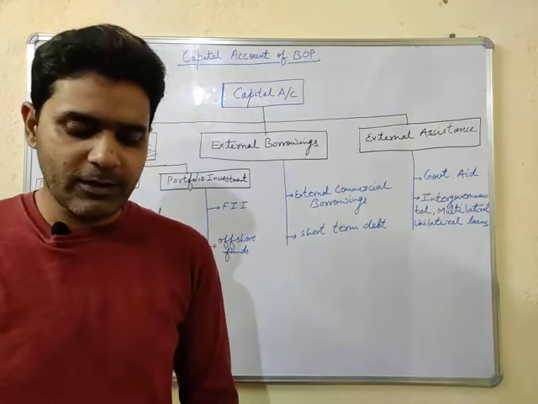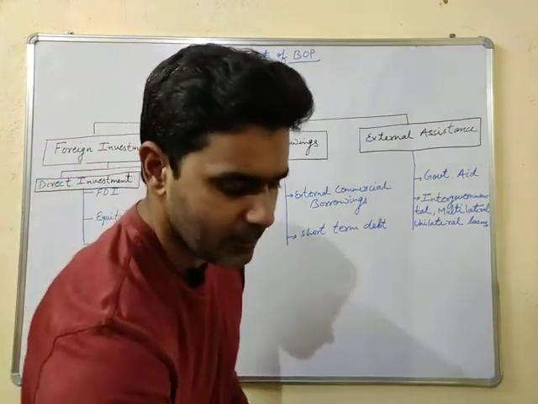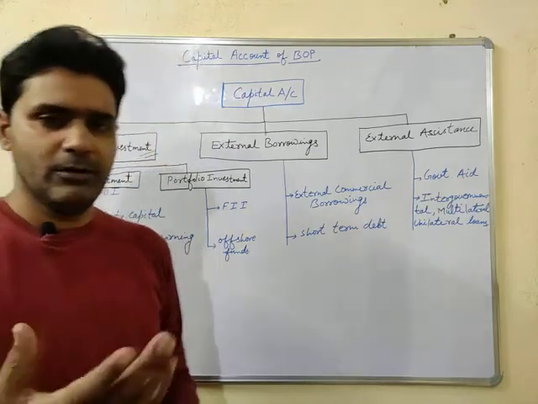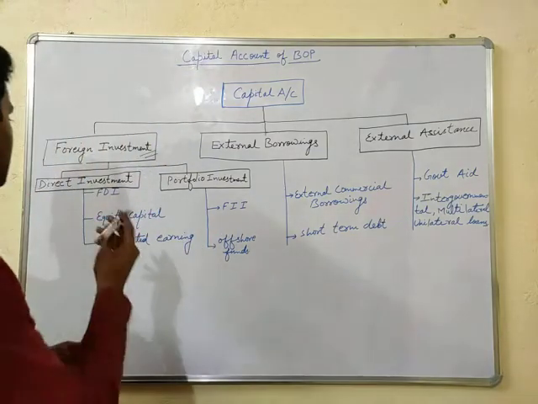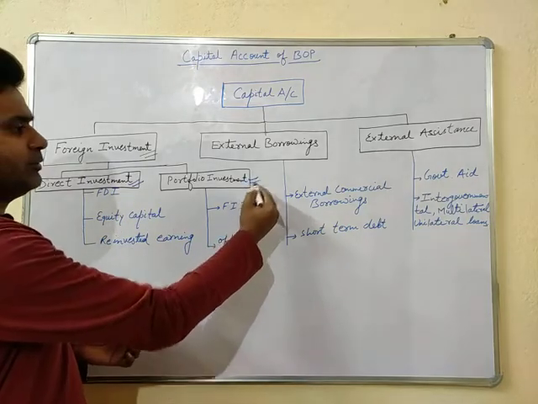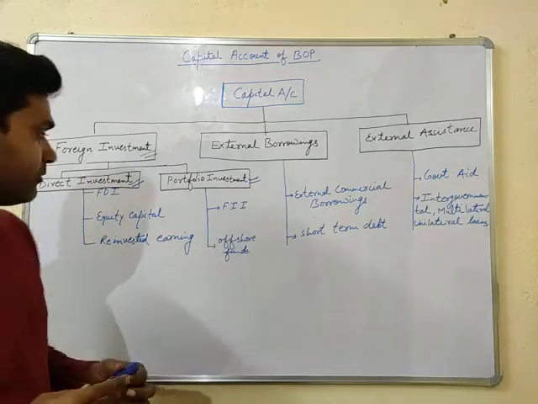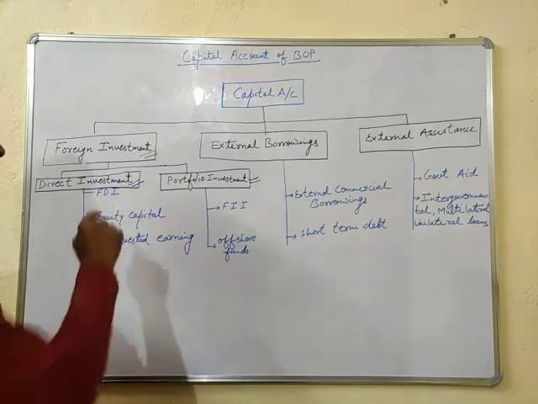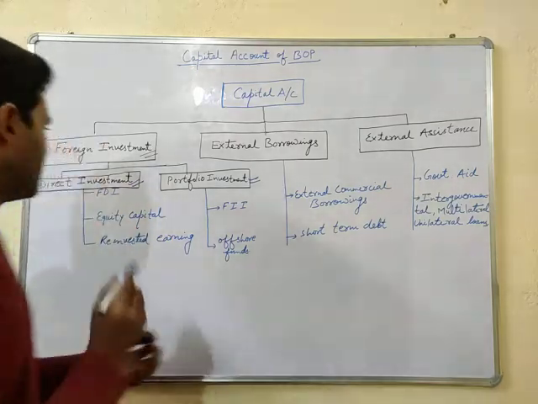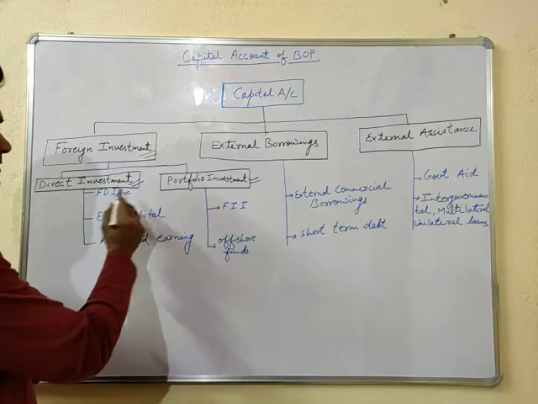Now what is foreign investment? It is investment which is done from other countries, which causes the inflow of capital. It can be in the form of direct investment as well as portfolio investment. Now what is direct investment? For example, FDI. FDI stands for foreign direct investment.